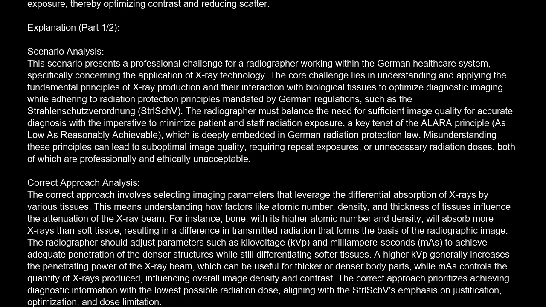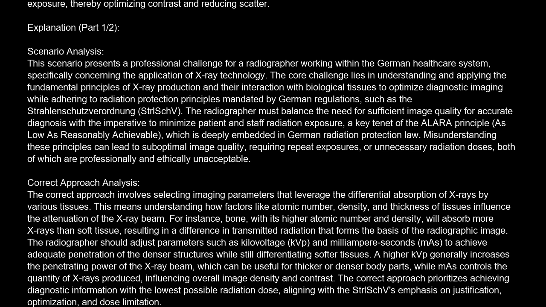The correct answer is D. Increasing kilovoltage, kVp, to enhance beam penetration through the chest, while simultaneously decreasing milliampere-seconds, mAs, to compensate for the increased photon energy and maintain an appropriate overall exposure, thereby optimizing contrast and reducing scatter.